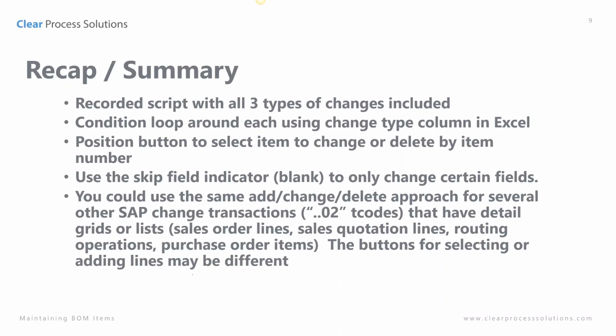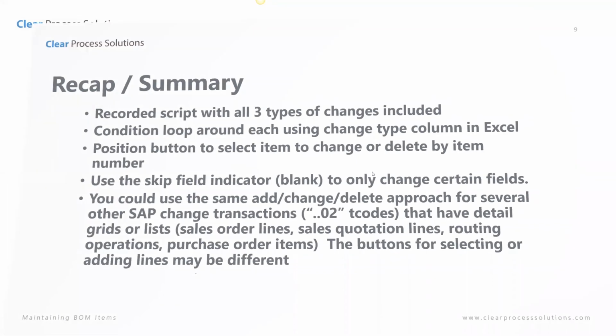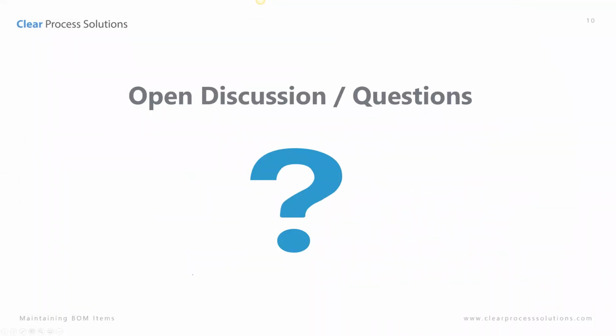I just wanted to note that this same method would work with a lot of different transactions in SAP, for example, sales orders and quotations, routing operation detail, and purchase order items. The thing that may change is how you move that line to the top or the second row. In the purchase order, I think it's a filter. So you'll just have to research the transaction you're working with. If there are any other questions, we can look at those. I still don't see any.